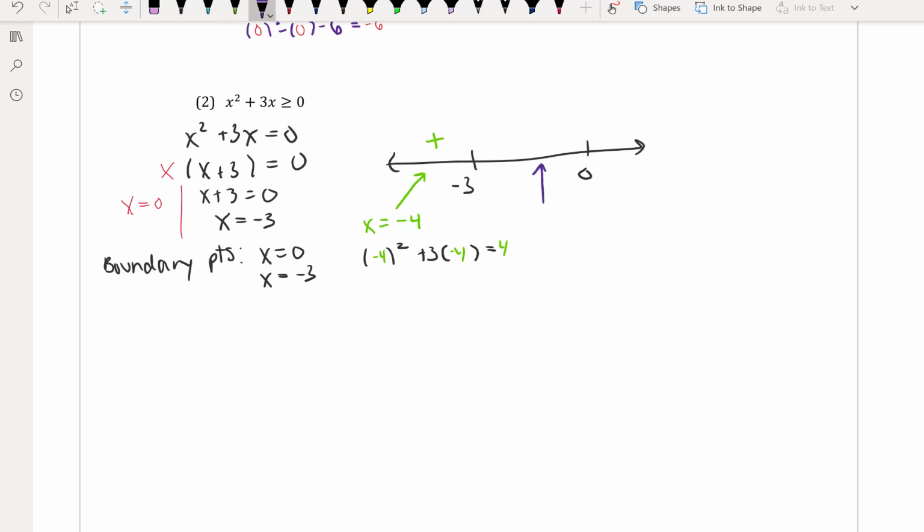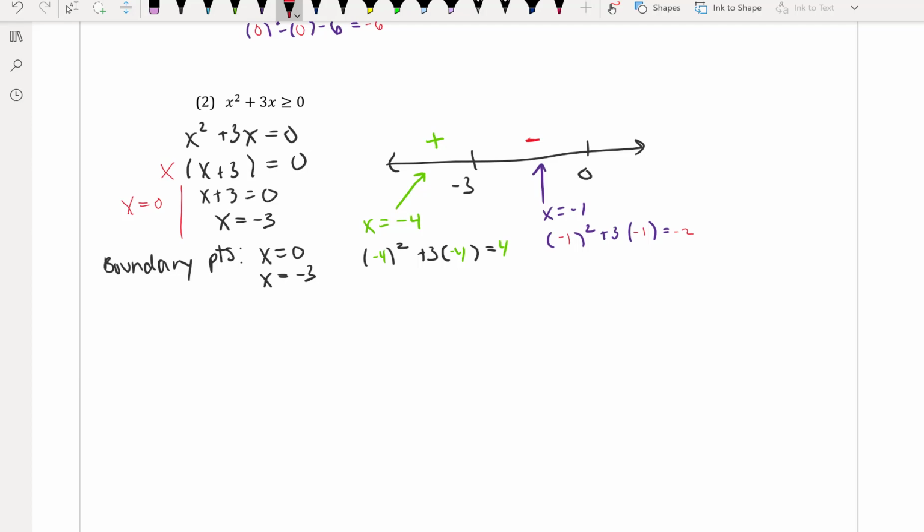Now let's pick another number that lives between 0 and -3. So -1 or -2 would work. So let's just pick -1. So I'm going to have x squared plus 3 times x. And let's see what I end up getting. So here I'm plugging in a -1, and let's see what we get. So -1 squared plus 3 times -1, and I get a -2. So that interval is going to be negative.